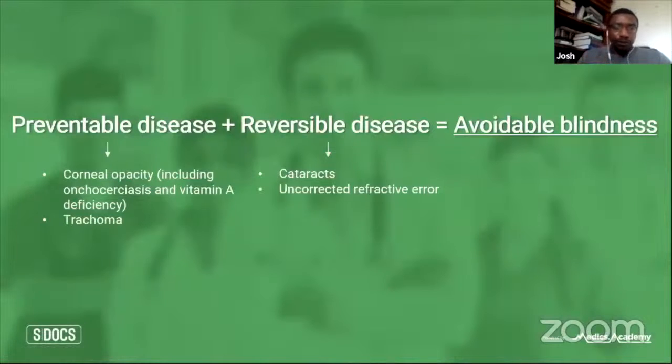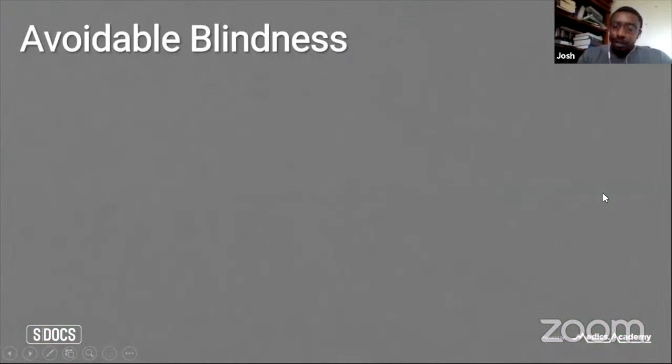So with this concept of preventable disease and reversible disease, you can start to build a picture of avoidable blindness, blindness that is, or should theoretically be, quite easy to intervene in, prevent and/or treat. And yet there's a massive proportion of blindness worldwide that is avoidable. So avoidable blindness is a really important concept in global health ophthalmology.